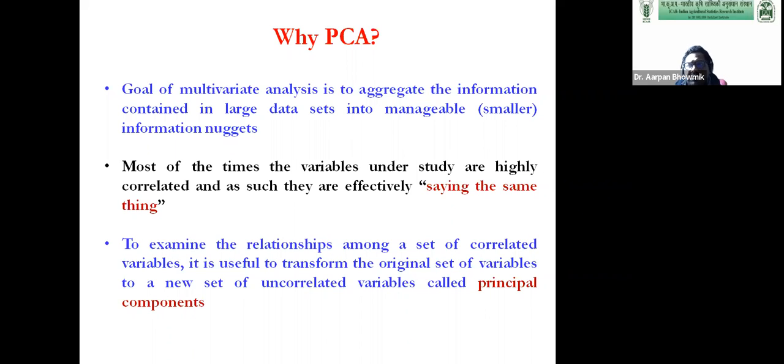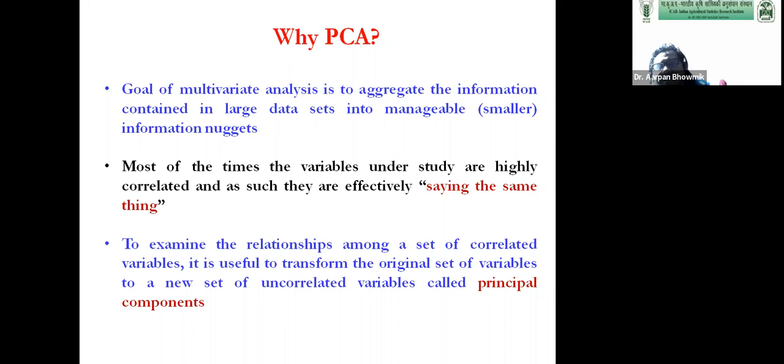As I told, first thing, it is a multivariate technique. So when we are dealing with multivariate thing, that is the first thing. Different techniques are available, so as per the requirement of the study, we should choose the appropriate one. Now, why PCA? Because the goal of multivariate analysis is to aggregate the information contained in a large data set into small manageable nuggets. Means we are having a large data set.